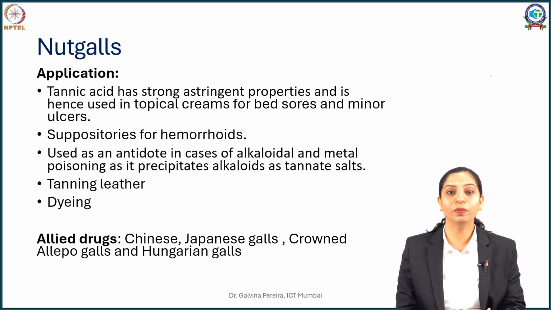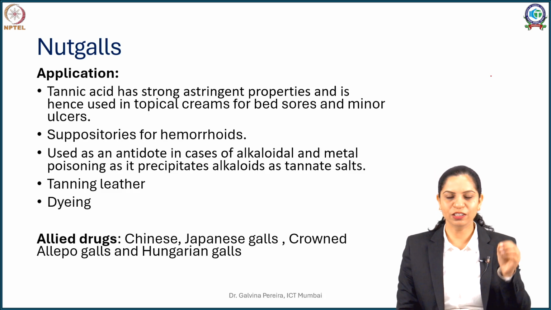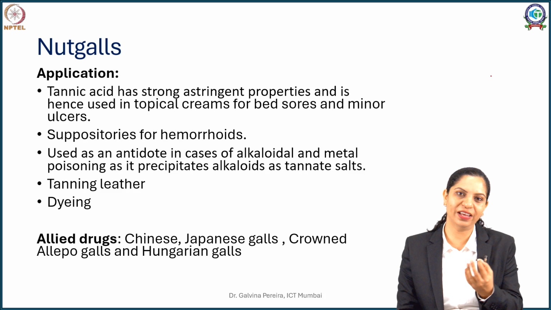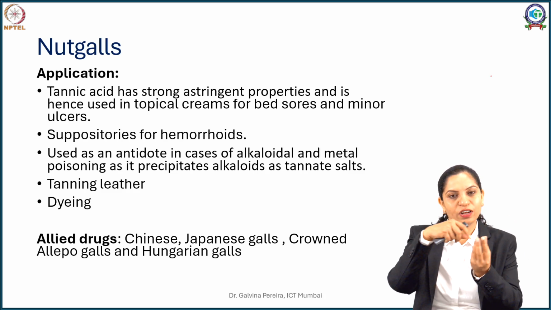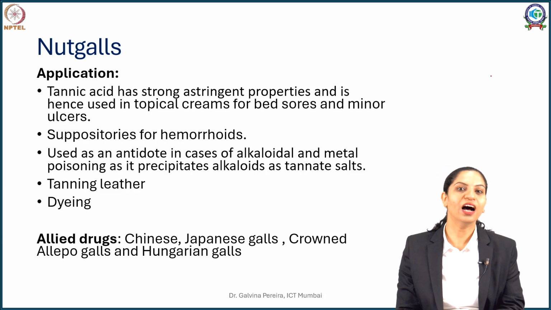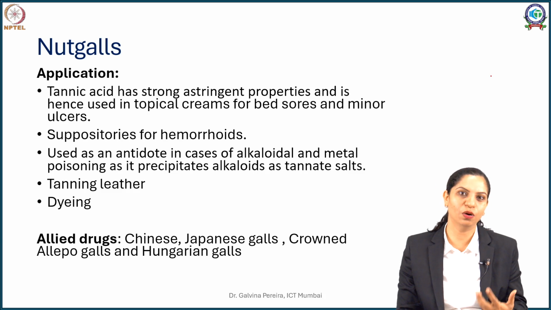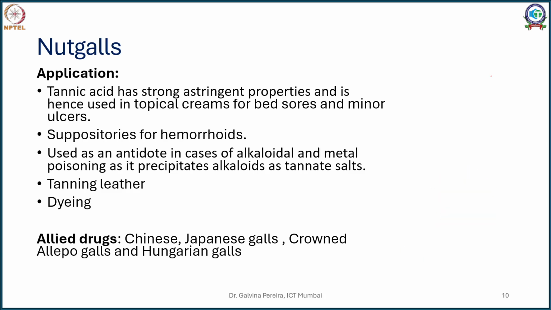Now, along with it, numerous allied drugs are present. We discussed the Chinese and Japanese galls. Then there are crowned Aleppo galls. The interesting feature of this is, rather than those projections occurring everywhere, they occur at the apex, that is the top of the fruit, and that is the reason they give you an appearance like a crown, and that's the reason they are called crown galls. And another one is Hungarian galls, which are now more cultivated in Yugoslavia, and they are also rich in tannins and an important source of tannin containing drugs.